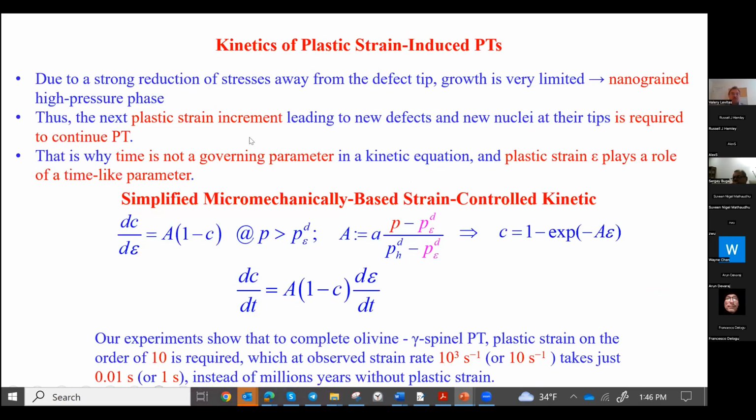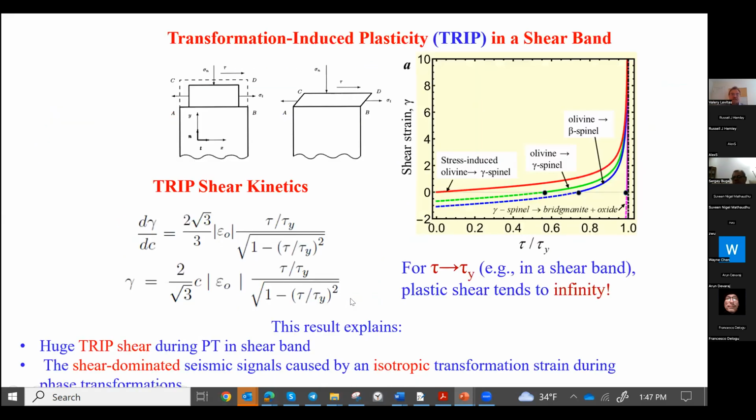So as I mentioned, the first point is that this phase transition occurs during plastic flow. So it's plastic strain-induced phase transition. And we have to use our theory and our kinetic equation, which is independent of time, but depends on plastic strain. And this is an equivalent form. dt can be eliminated. And it says that the rate of transformation is proportional to the rate of deformation. And if we put an observable strain rate of 10 per second here, we obtain an observable transformation time on the order of seconds. So this equation is consistent. This kinetics is consistent.